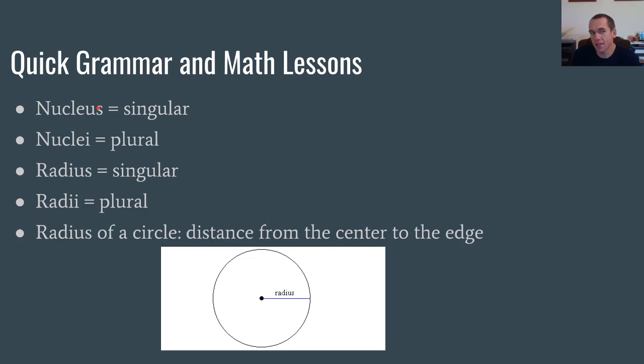The nucleus is the singular form of the center of the atom, right? That's where the protons and neutrons are. If we're talking about more than one nucleus, then we're talking about nuclei. That's the plural. Radius is, of course, the distance from the center of a circle to the edge of the circle. If I'm talking about more than one radius, then I'm talking about the radii. So don't get the singular and the plural goofed up here.